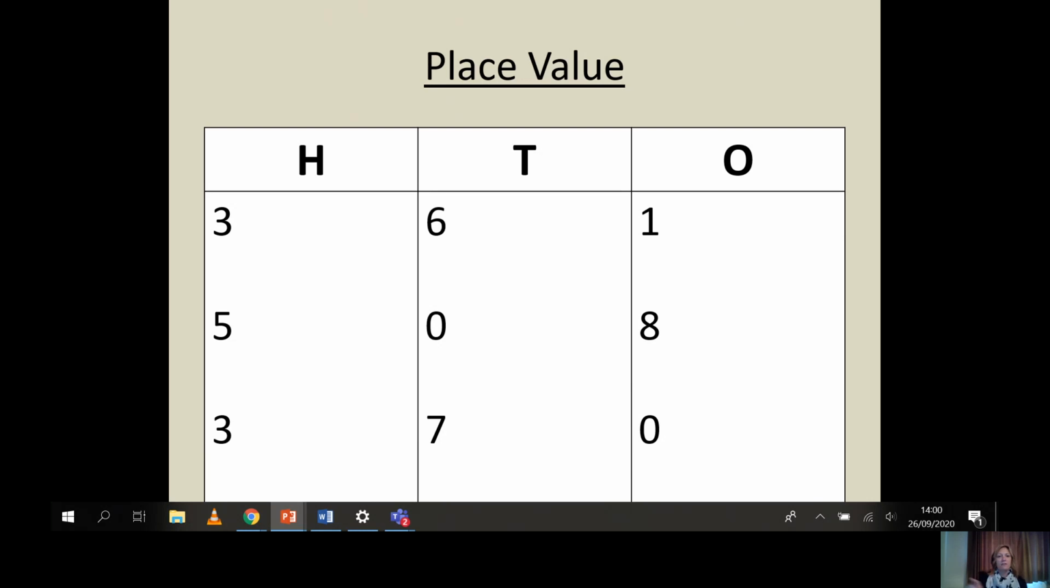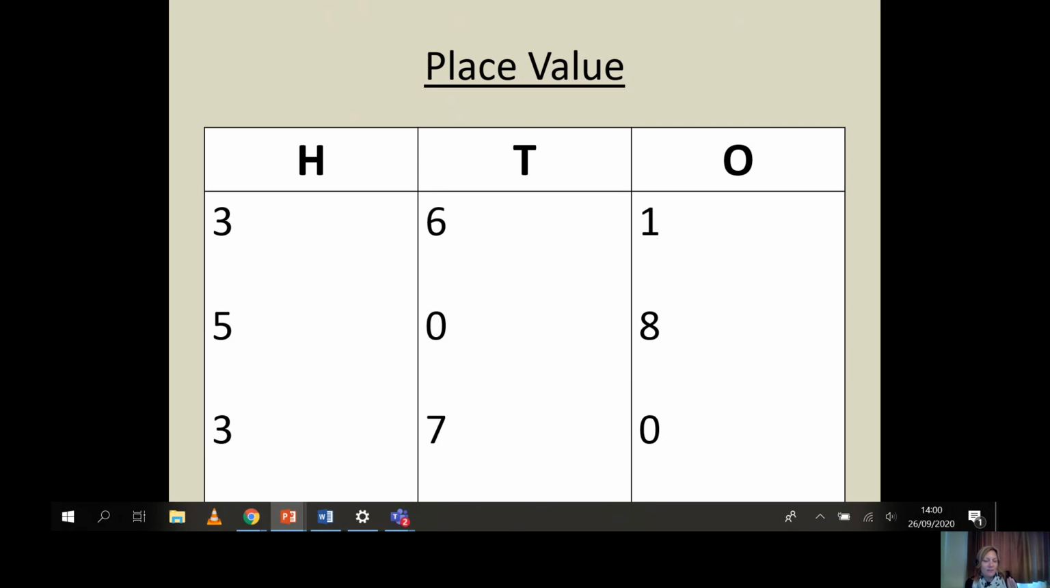So looking straight across the top then, we've got 3 hundreds, 6 tens, and 1 one. What number does that give us? 361? Yeah. Next one down, sorry, we've got 5 hundreds, 0 tens, and 8 ones. Bit trickier because there's a 0 in that tens column, but what number have we got?